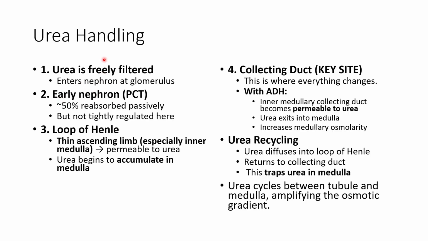So it will enter the tubular lumen of the nephron through the glomerulus, as it is freely filtered. In the PCT, almost 50% of the urea is absorbed, but there is no regulation of the urea levels here. Now in the loop of Henle, the thin ascending limb in the inner medulla is permeable to urea. So some amount of urea can leave the tubular fluid and enter the interstitium and accumulate in the medulla. Now the collecting duct is the main site where the regulation of urea is done.